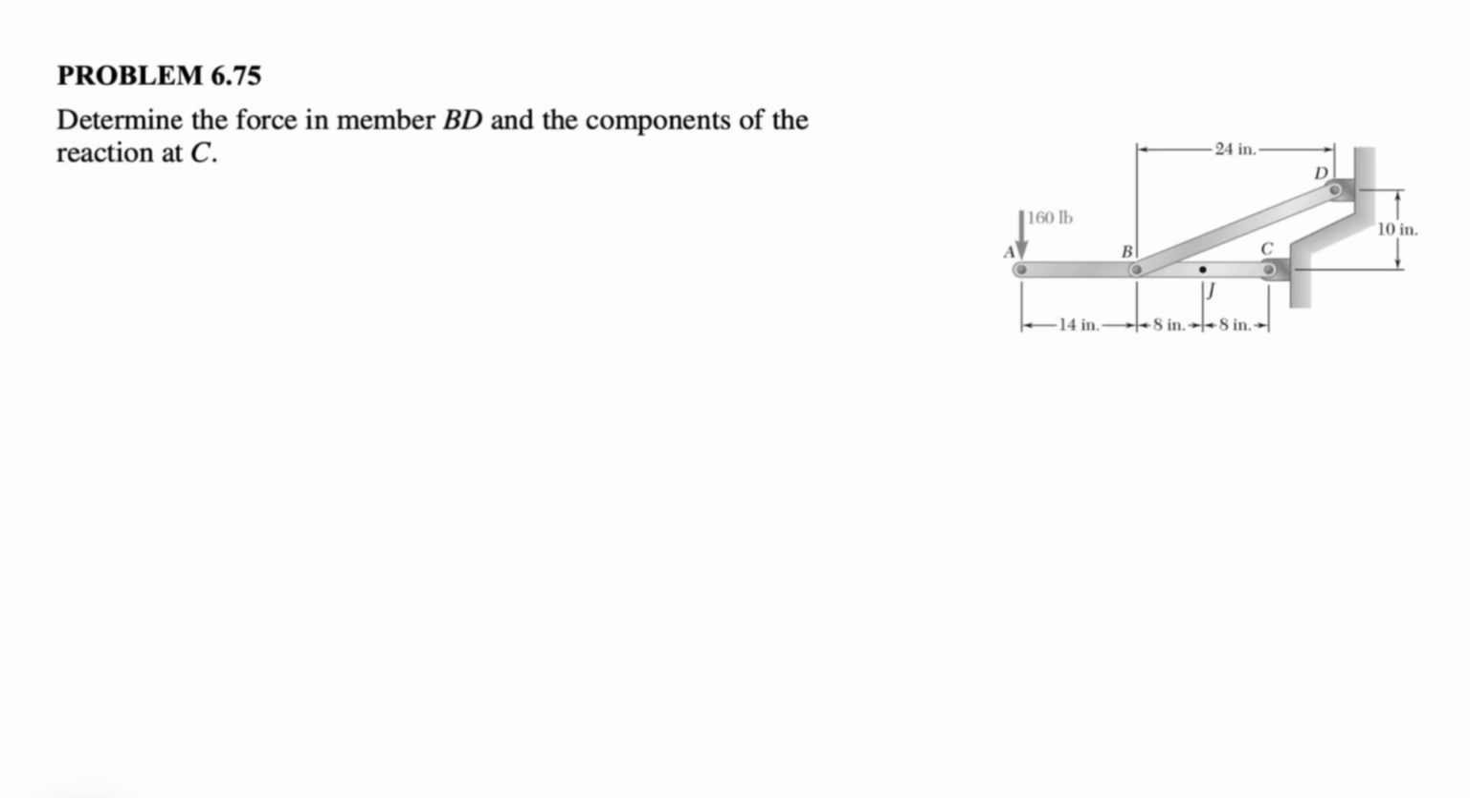Hi everyone, we have question 75 from the 6th chapter of the Beer & Johnston textbook, and we need to determine the force in member BD and the components of the reaction at point C. So obviously we are in equilibrium, and we're going to start with the free body diagram of the member ABC. So let's draw the free body diagram for ABC.